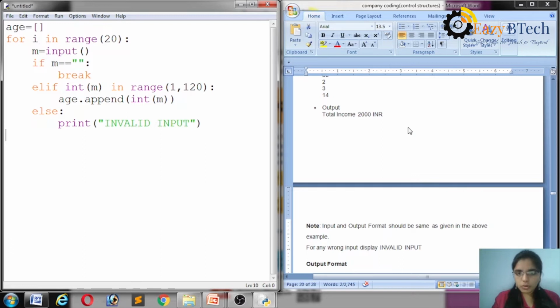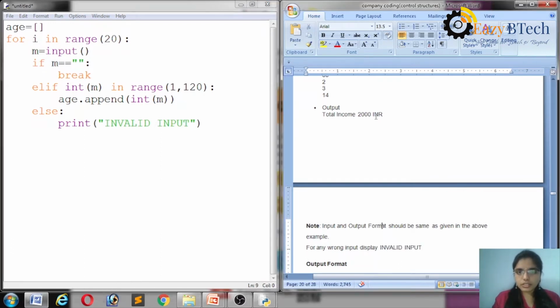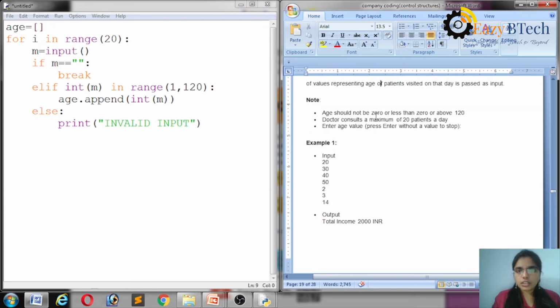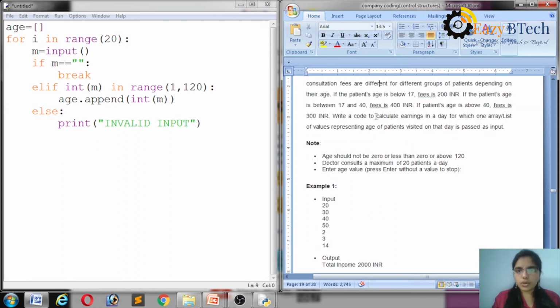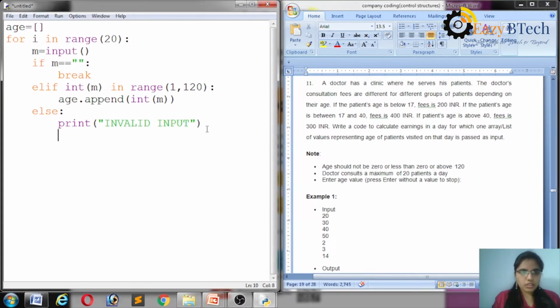Now what we have to do? We can apply rules for this. If age is 20, then the fee is 400. 30, 400, like this. Then I am taking fee is equal to 0. For i in age, age is a sequence. If i less than 17, then fee is equal to fee plus 200.